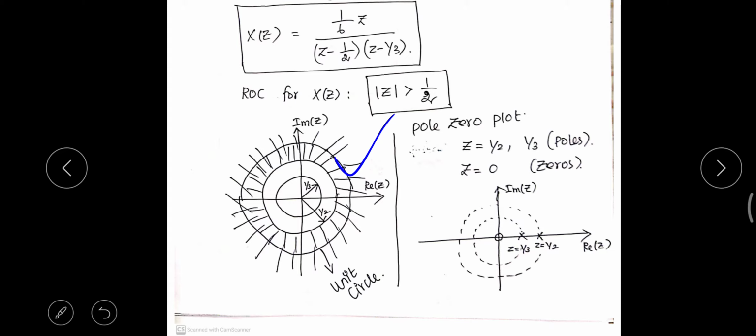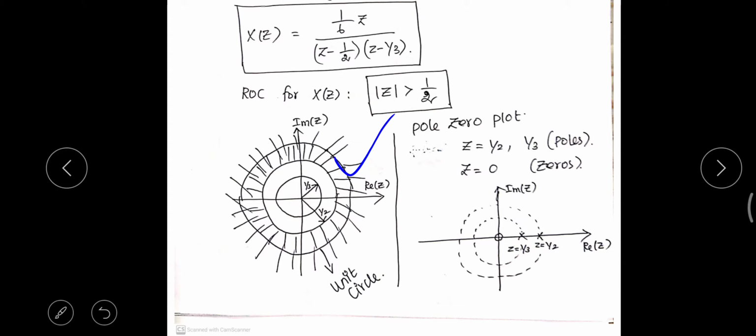In some cases they may ask you to locate the poles and zeros. To find the poles and zeros of any H of z or X of z, we have to equate the numerator to 0 to obtain the zeros.